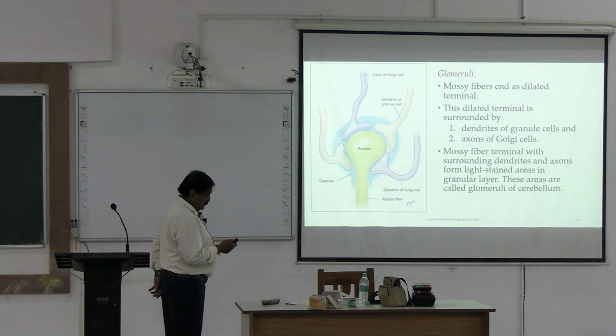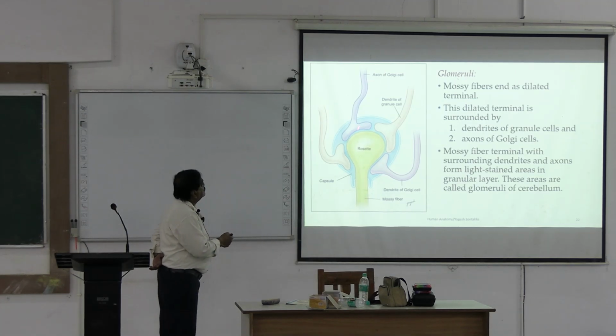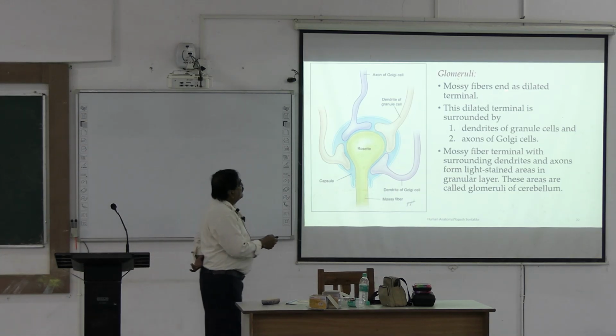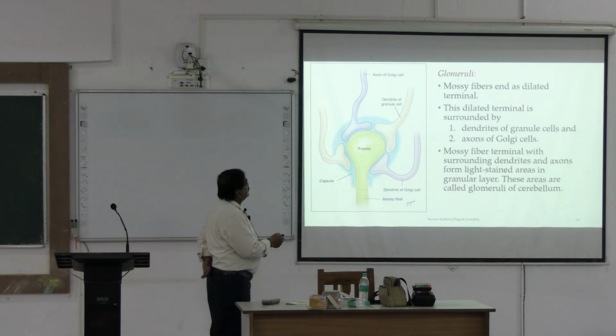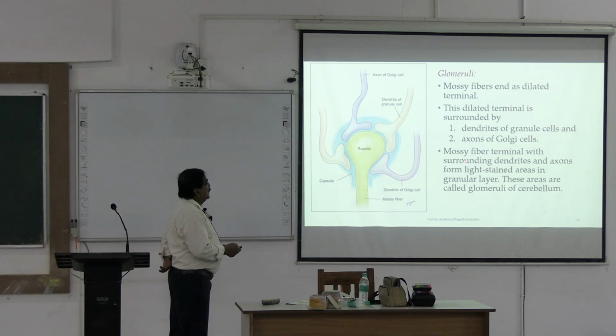Now, glomeruli. See the axon of the Golgi cells, dendrite of the granule cells, rosette. This is the capsule, dendrite of Golgi cell, mossy fibers. The mossy fibers have a dilated terminal. This dilated terminal is surrounded by dendrites of granule cells and axons of Golgi cells. The mossy fiber terminal with surrounding dendrites and axons forms light stained areas in the granular layer. These areas are called glomeruli of the cerebellum.